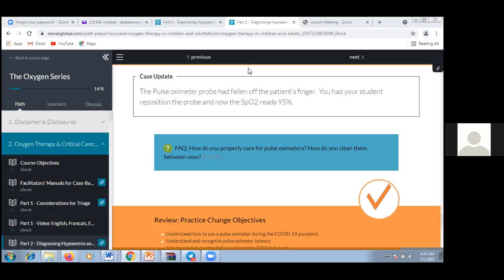Very good participation here. So I'll invite Dr. Una, can you tell us your experience, how you care for pulse oximeter and how you clean them between uses? Okay, thank you very much.